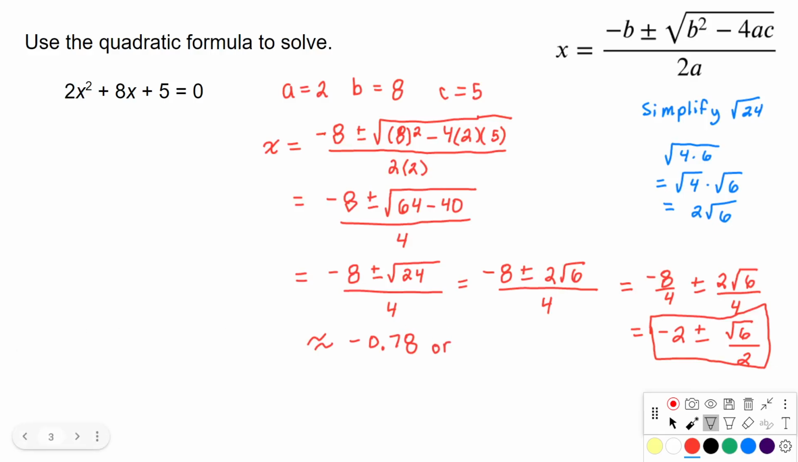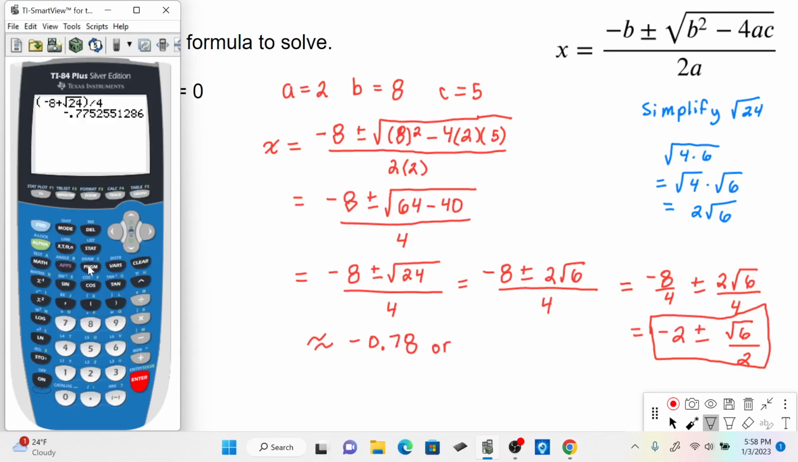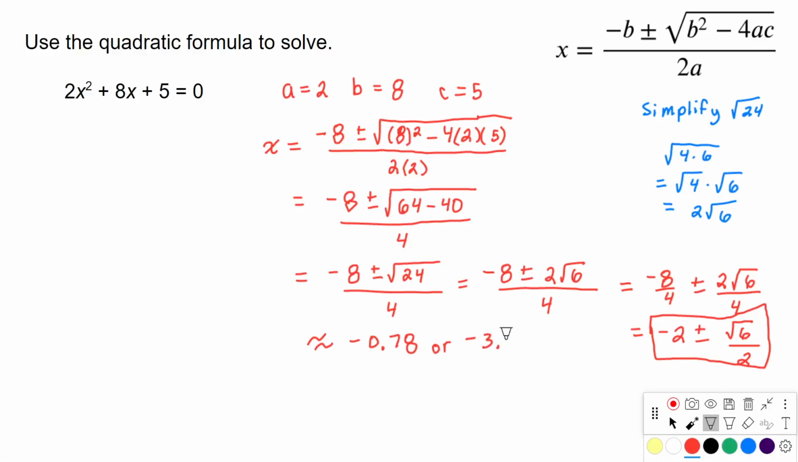Now we have to do that again, but this time with a subtract square root of 24. Open the parentheses, -8, subtract the square root of 24, arrow out of the square root to close the parentheses, divide by 4. And our other approximate answer is -3.22. And this concludes the video on using the quadratic formula to solve.